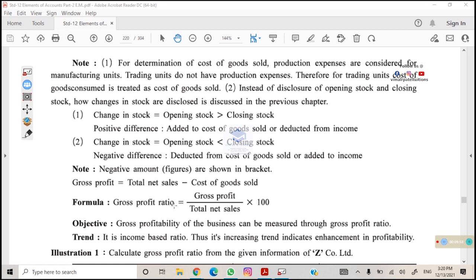Whenever you have to remember formula, this whole chapter is based on formula. So all in all there are 14 different ratios, and for that 14 different formulas are there. Out of that they will ask 3 to 4 ratios in your paper.